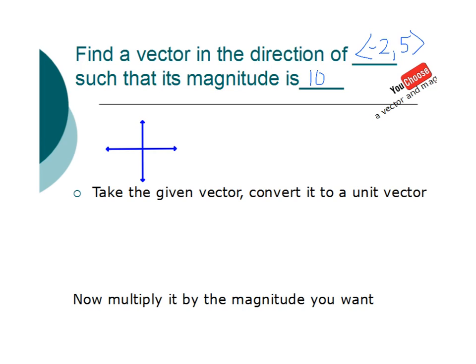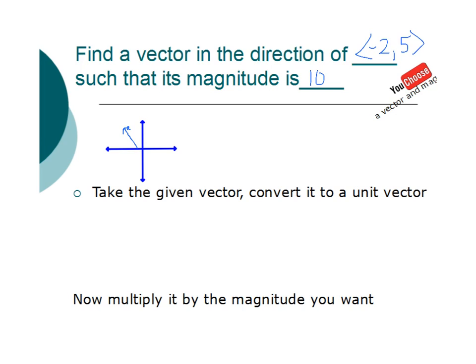Now that's not the same as a unit vector, but it's kind of similar with the idea. It's not going to be 1 unit, it's going to have to be 10 units long. Okay, we can do this. It goes in the direction of -2, 5. So -2, 5 is about like right here.